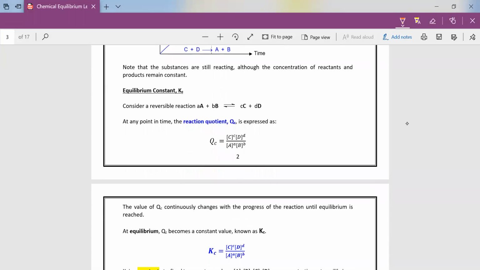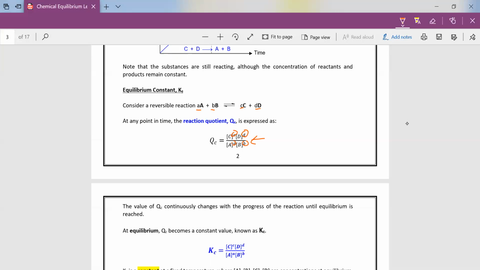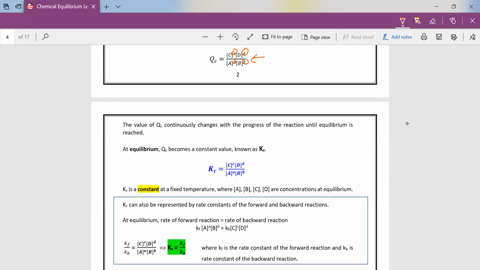Now we come to our first equilibrium constant, called Kc. When we consider these reactions, the reaction quotient Qc at any point in time can be expressed as here. All the powers that it is raised to are the stoichiometric coefficients in the equation itself. The value of Q continuously changes with the progress of the reaction until equilibrium is reached.